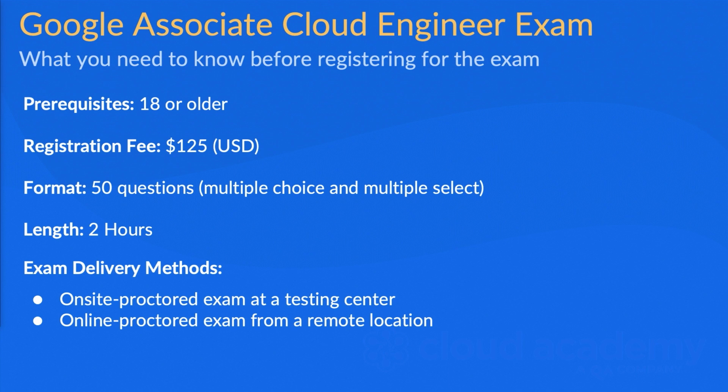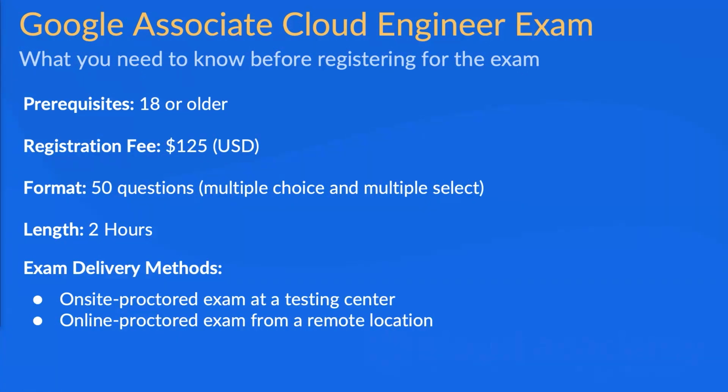Now, the questions are randomly chosen from a larger bank. So, even if 2 people take the same exam at the same time in the same location, their questions can be different. And I'm not just talking about order here. I mean, the questions themselves can be completely different. Now, Google does this to make cheating a lot more difficult. Even if you somehow got a legitimate copy of the exam, it probably wouldn't do you much good.